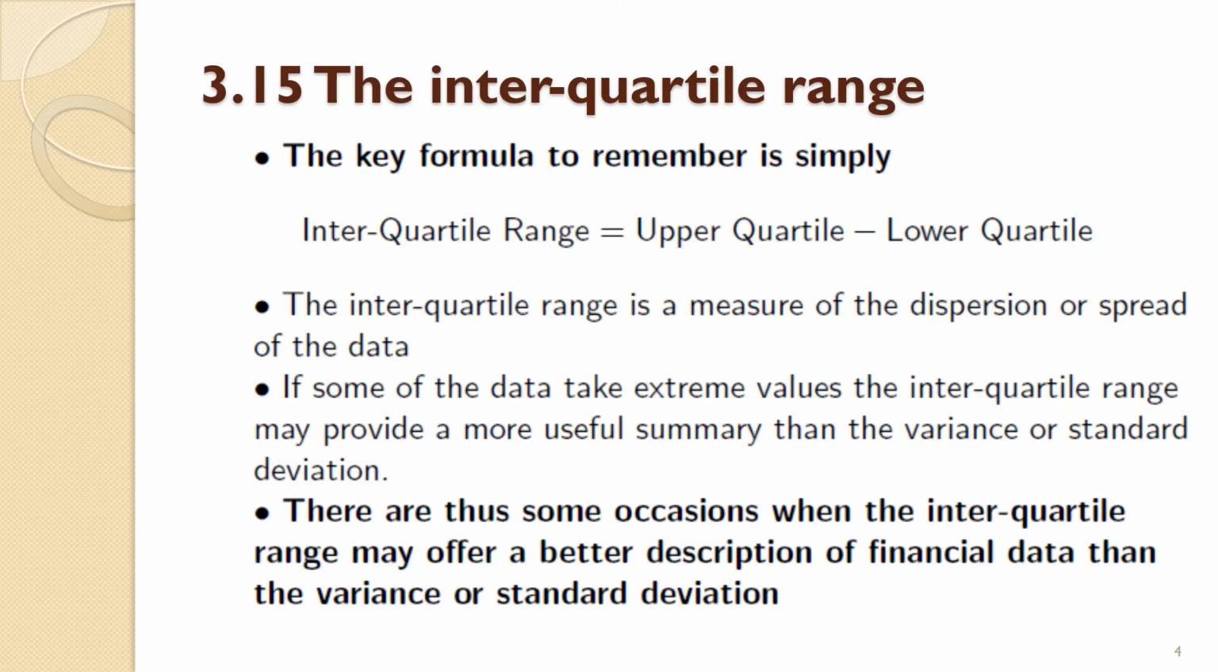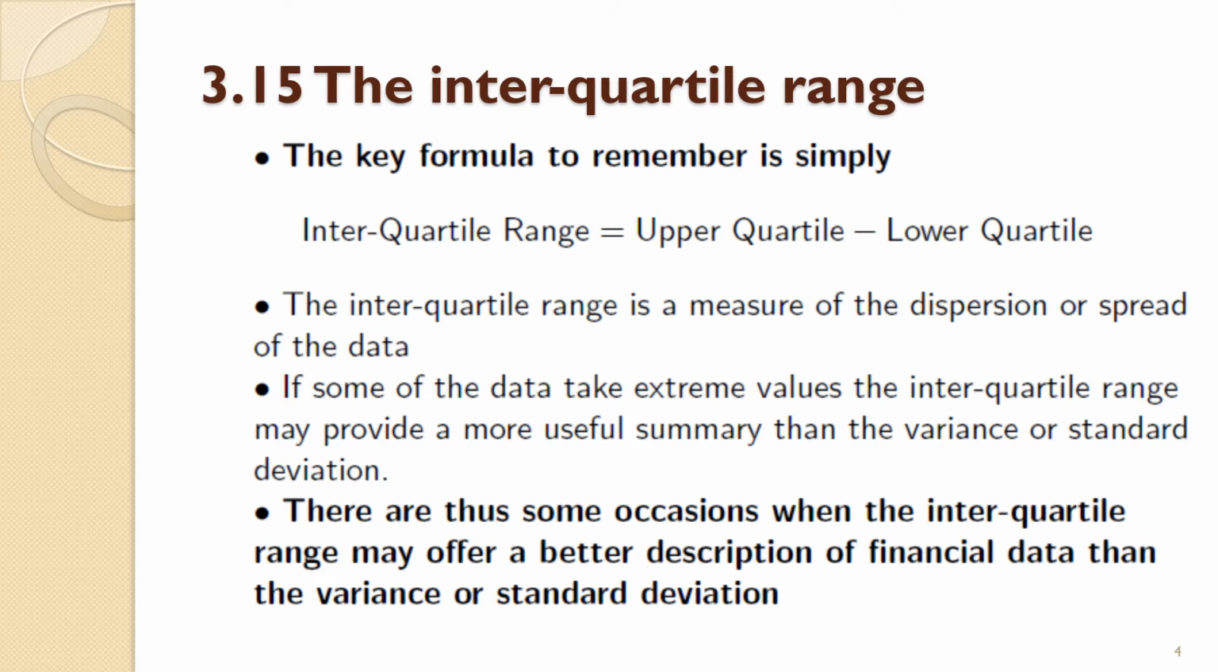In terms of the interquartile range, the key formula to remember is simply that the interquartile range is the upper quartile minus the lower quartile. This gives you a measure of the dispersion or spread of the data. It's sometimes thought that this gives you a more accurate measure of spread in a data set if your data set contains large or extreme outlying observations.